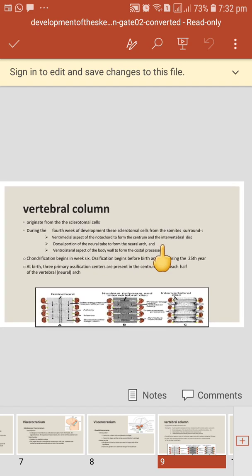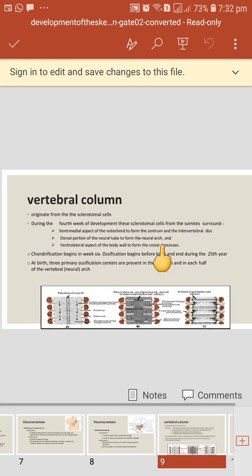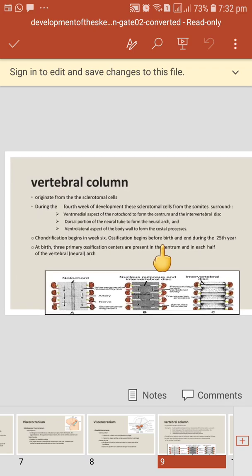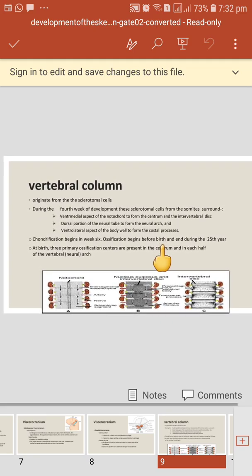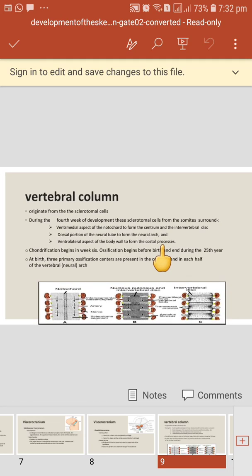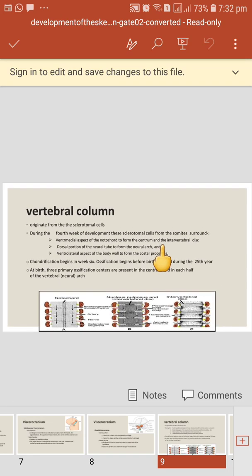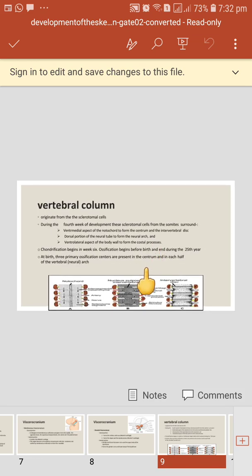Chondrification begins in the 6th week. Ossification begins before birth and ends during the 25th year. At birth, 3 primary ossification centers are present in the centrum and in each half of the vertebral arch.